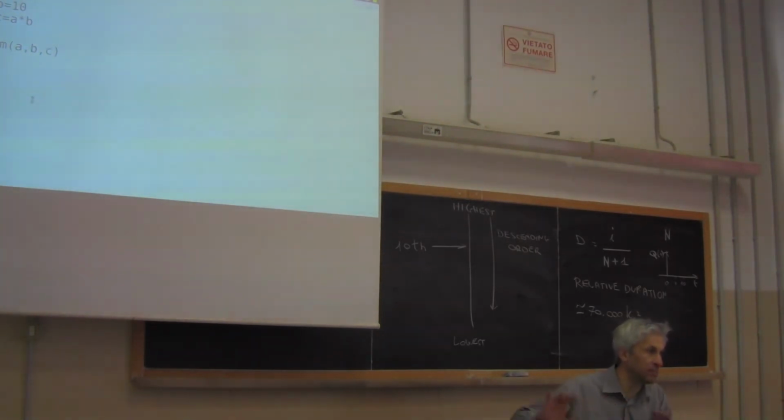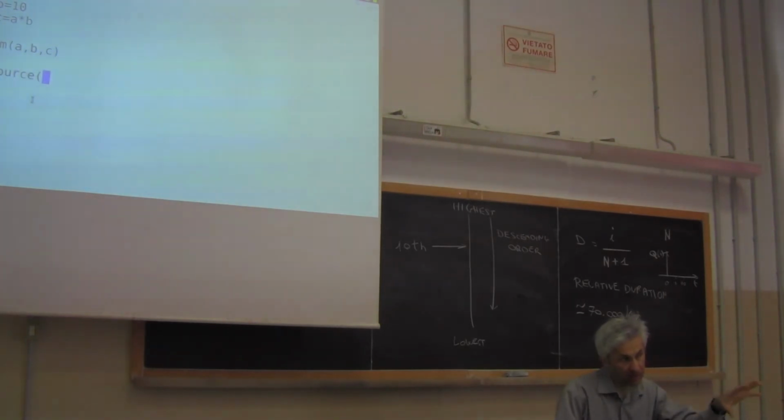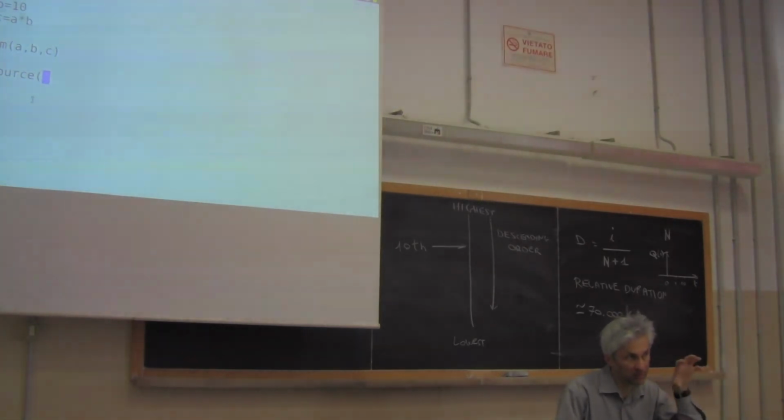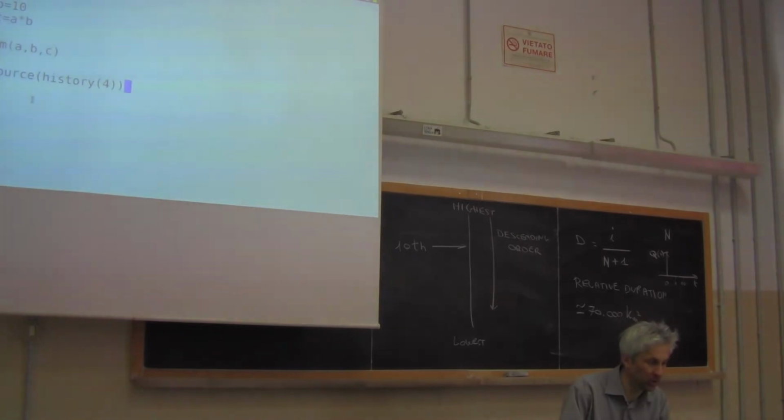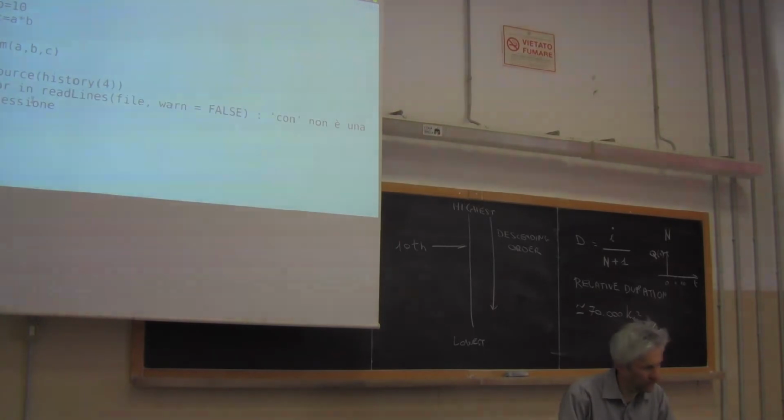First of all, let me say that I'm making an experiment. I never did what I'm doing now, so let's see if I am successful. So there is a function in R which is called source, which means take commands from an external source. And let me try to put here history 4. Not sure if it works, let's see. No.